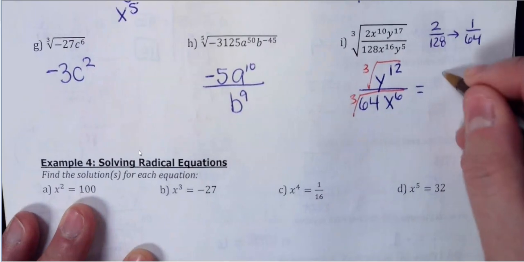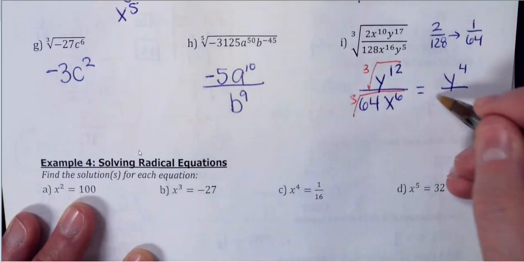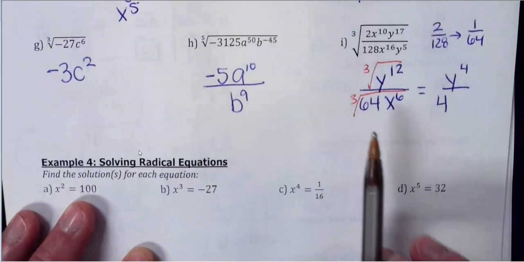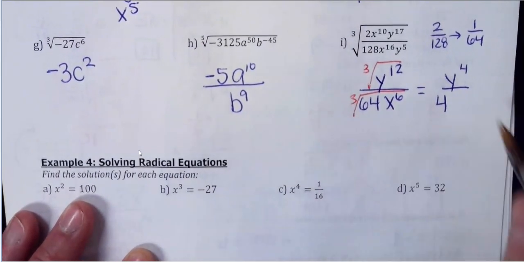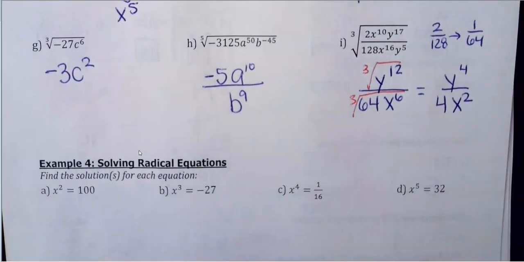The top of this is just going to be y to the 4th. The cube root of 64 is going to be 4. Don't put an 8 there because this is a cube root. And then 6 divided by 3, the bottom of that would be x squared. Is anybody having a question?